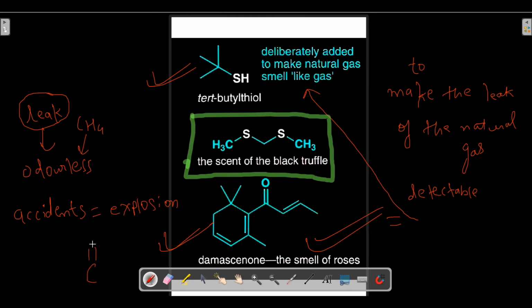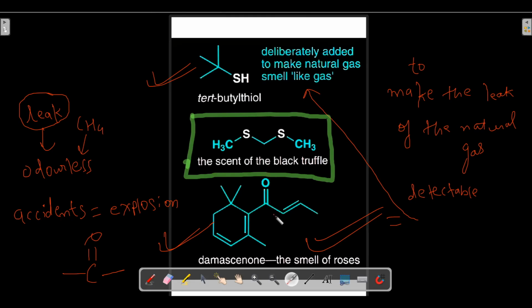The C double bond O group is present in this, so it is a carbonyl compound, and it is specifically a ketone. So Damascenone, this compound, is responsible for the smell of roses. It is a type of ketone, or carbonyl compound.